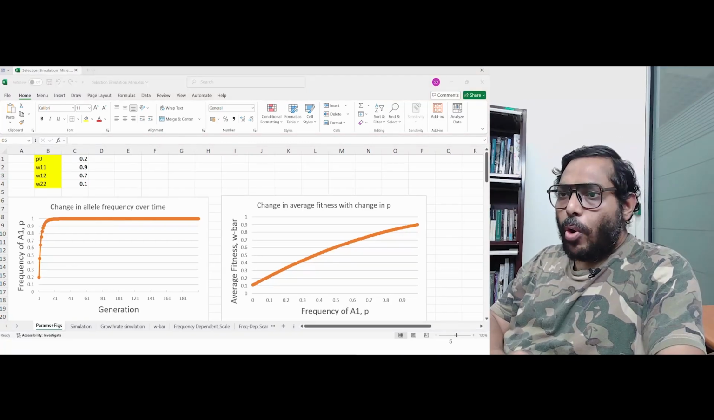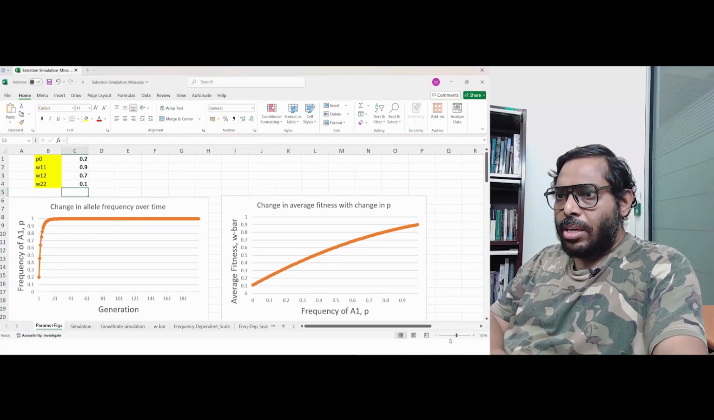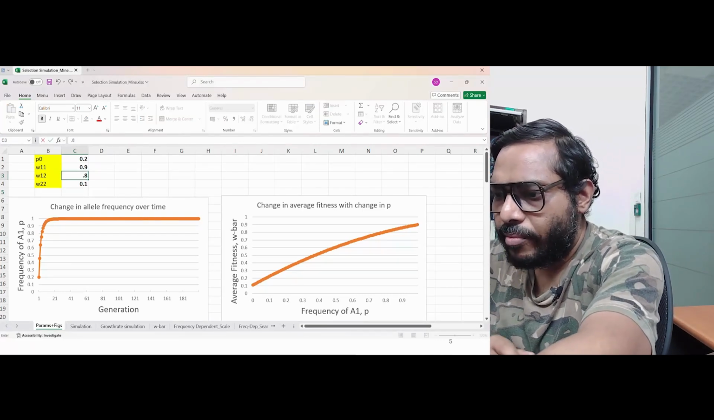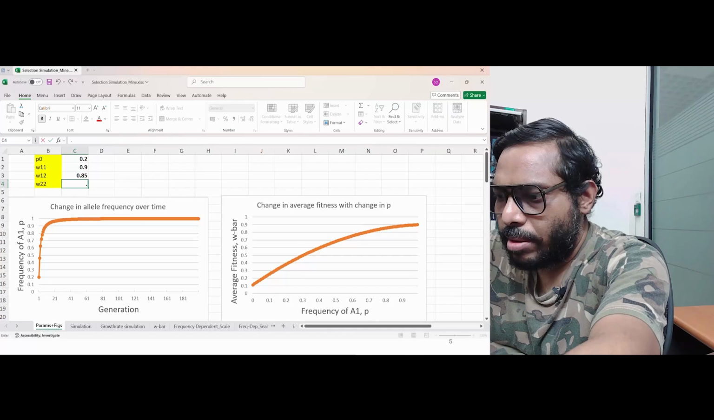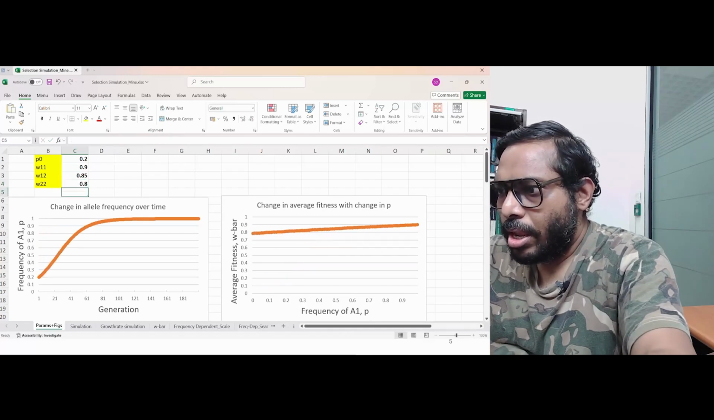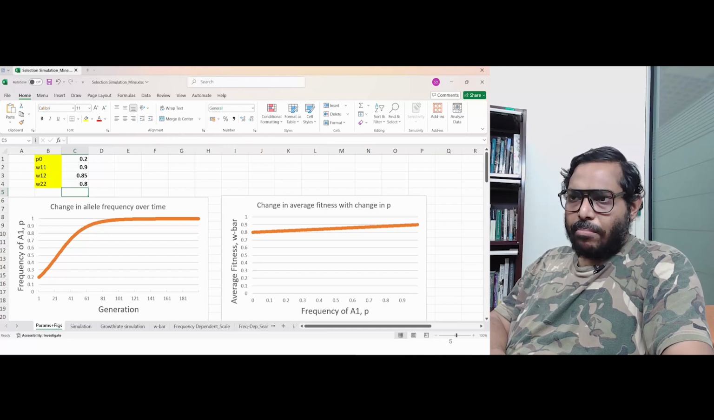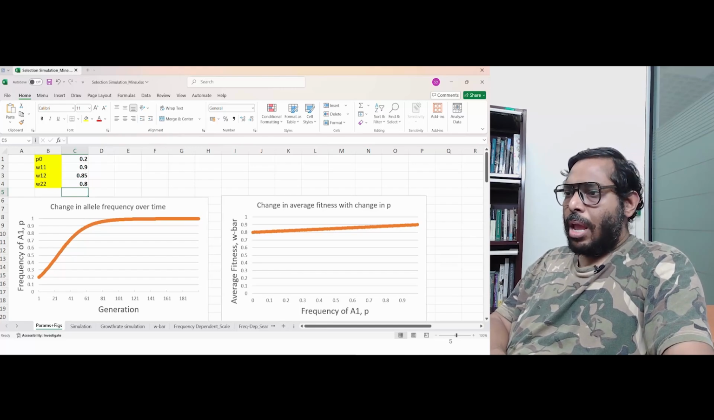Now, you make these points come much closer to each other. So, let us say I make this 0.85 and I make this say 0.8, and what do you see? You see that starting from the same start point P0 equal to 0.2, this is taking much longer to hit the frequency of 1, and you can see over here that the slope has become much shallower.